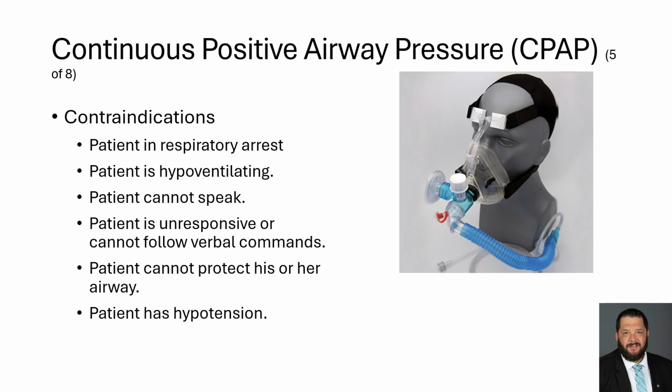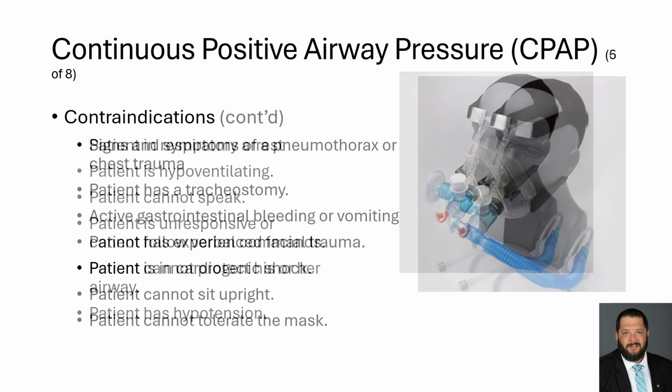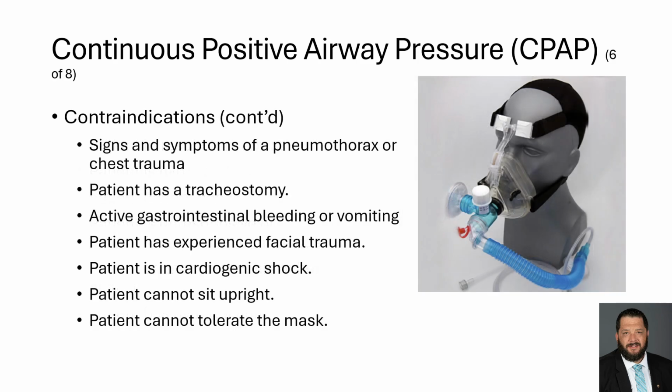A patient who cannot protect his or her own airway, and a patient who is hypotensive should not be placed on CPAP. Other contraindications: any sign or symptom of pneumothorax or collapsed lung or other chest trauma, a patient who has a tracheostomy, active gastrointestinal bleeding or vomiting, a patient who's experienced facial trauma or is in cardiogenic shock, and a patient who cannot sit upright or cannot tolerate the mask. We should not use CPAP.